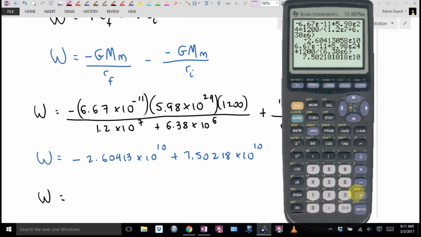That number plus negative 2.60413, scientific notation button 10. This is also where my love for trying to use the answer button just breaks down, because trying to get all those previous answers is a pain, but I'll carry it to 5 or 6 sig figs. I'll definitely be accurate to 3 sig figs. And I get 4.90 times 10 to the 10th.